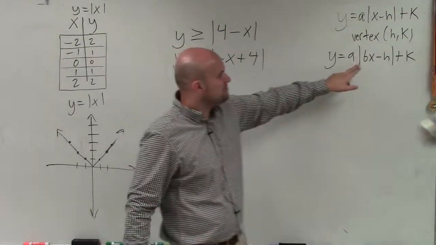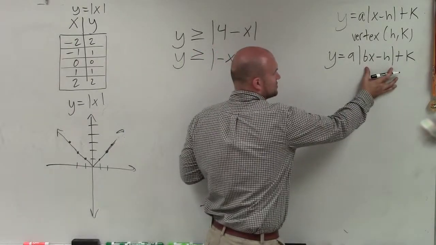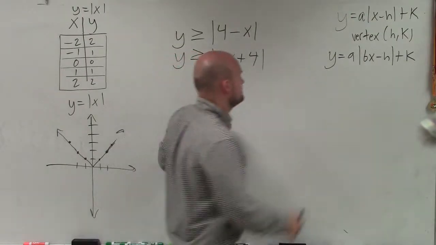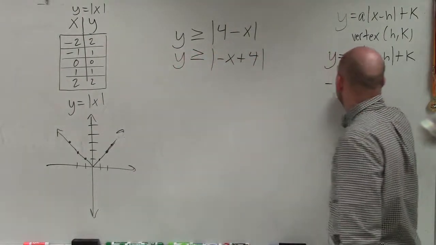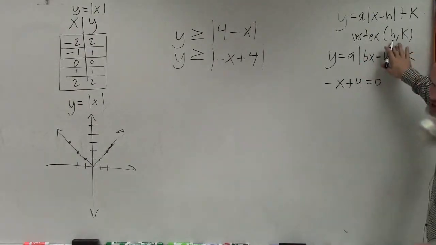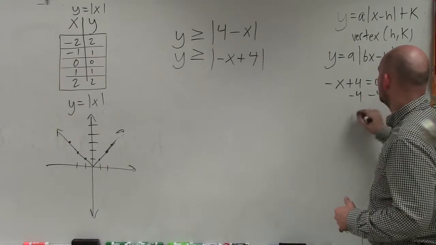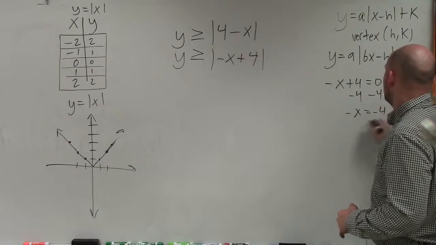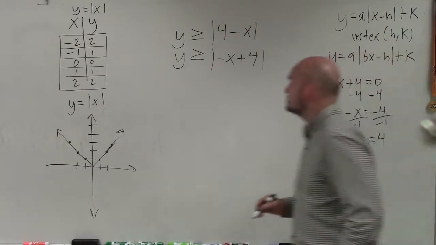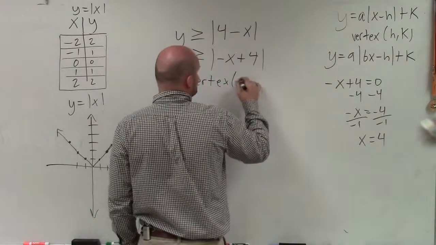But whenever we have a b, any number that is being multiplied by our x, we have to take what's inside of our function, or inside of our absolute value, and set it equal to 0 to find the x coordinate of our vertex. So I take negative x plus 4 equals 0. This is going to give us our new h. So I subtract 4, and I have negative x equals negative 4. Divide by negative 1, divide by negative 1, x equals positive 4.